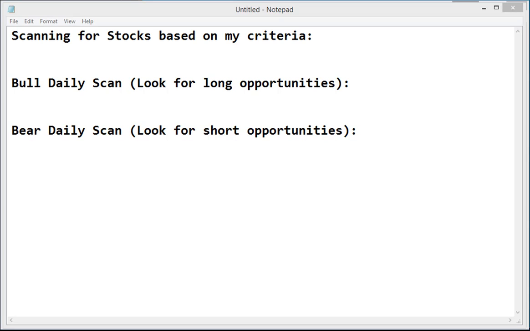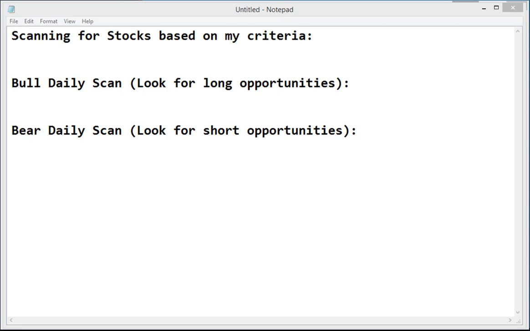So in this special video I'm gonna talk about how to scan for stocks based on your criteria, not based on anybody else's criteria. If you want to look for stocks that are under $5 or that are over $500, you can by simply putting these values into the free website that I'm gonna show you right now. So basically what you're doing with this scan is you're looking for either long opportunities or shorting opportunities.